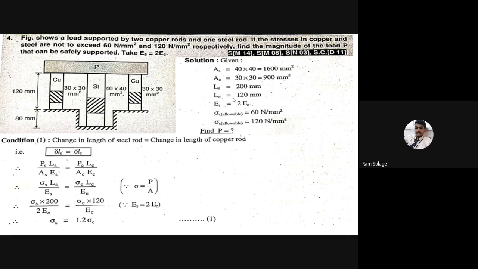Sigma S allowable is 60 Newton per mm square, and sigma S is equal to 120 Newton per mm square. Now condition number one. As per the previous problem, the change in length of the steel rod is equal to the change in length of the copper rod. Delta LS is equal to delta LC. Put all the values.